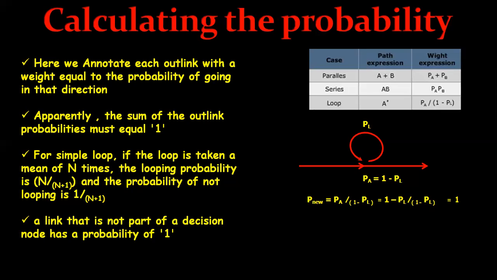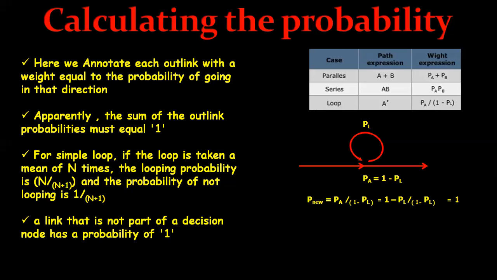Then we will be using the weights, notations, and arithmetics, including the decisions that are associated with the loops. And probabilities can come into the act only at that particular decision part. So here we annotate each outlink with a weight that is equal to the probability of going in that particular direction. So here apparently the sum of the outlink probabilities must be equal to 1.